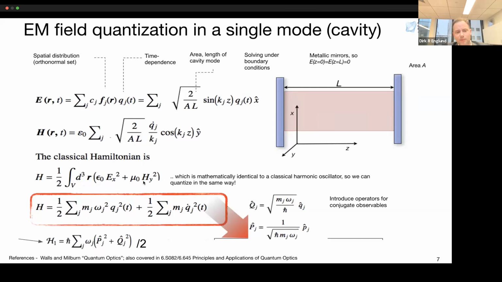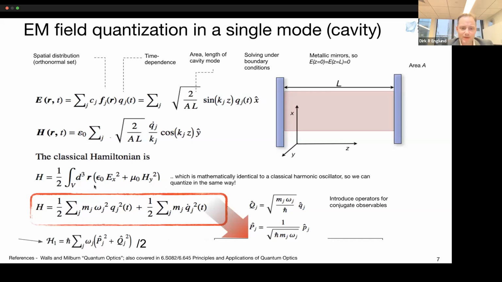Why Hy? Because we're assuming that the system is polarized in the x-hat direction for the electric field, and therefore from the curl, the magnetic field must be orthogonal to that. It's also orthogonal to the z-axis, therefore the only non-zero component of the magnetic field is the y-hat component.